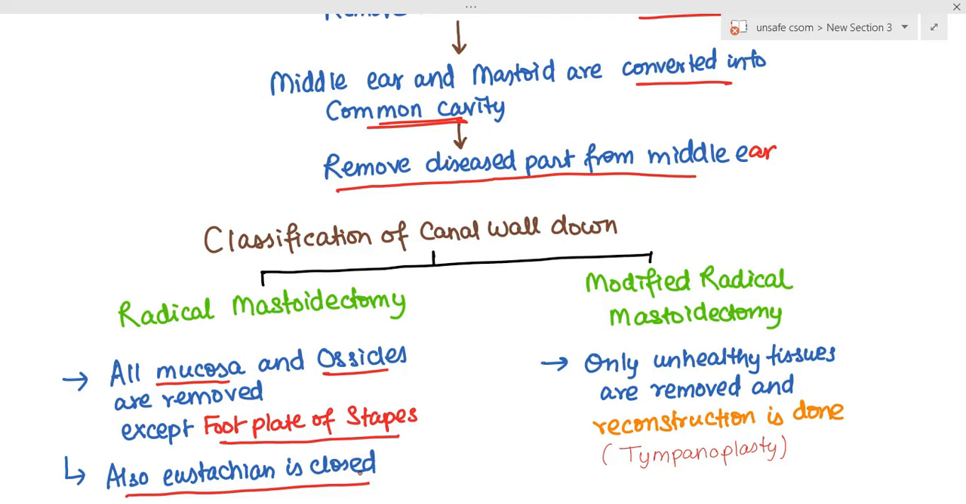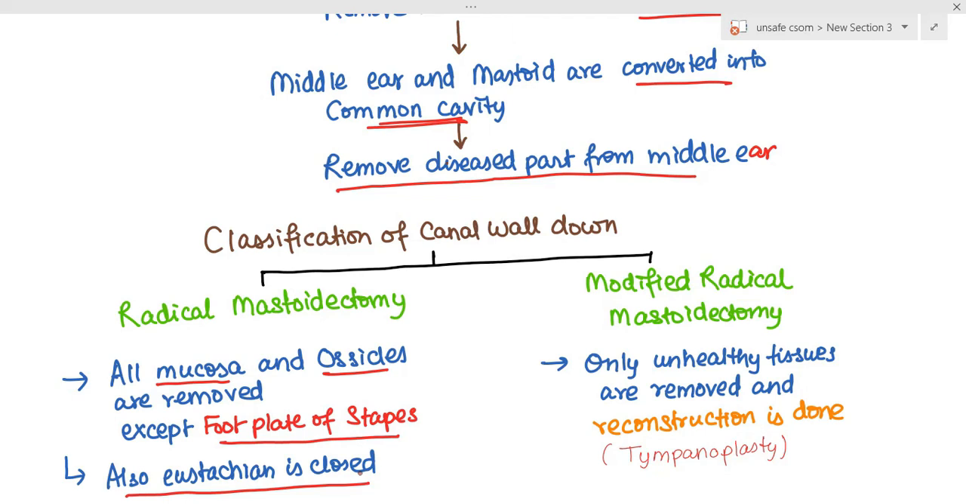Because earlier we thought that radical mastoidectomy is the best way, and if we remove the entirety of the mucosa, there is less chance of recurrence, less chance of fistula formation, and less chance of infection coming again. But we don't go for that because sometimes there can be salvageability. There can be conservative things that we can do. We can conserve the hearing, we can reconstruct.